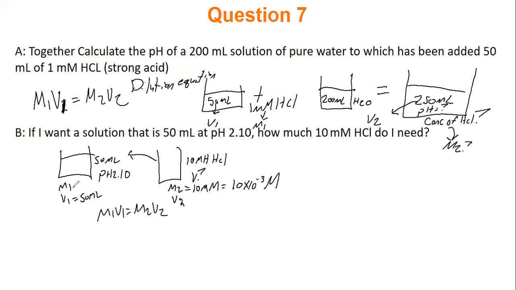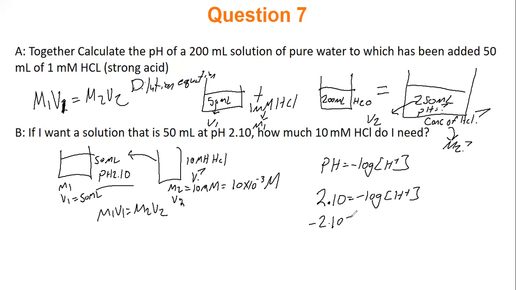So the first thing I should figure out is, what is the molarity of solution 1? That's given from pH. Remember, pH equals minus log of hydrogen concentration. My pH is 2.10, equal to minus log hydronium concentration. I'm trying to solve for this concentration of acid, because I don't know it, but I know what my pH is. The first thing I'm going to do is move my negative sign over. So negative 2.10 equals log hydrogen concentration.